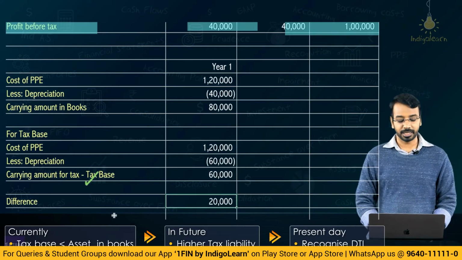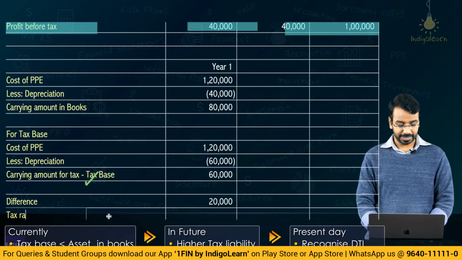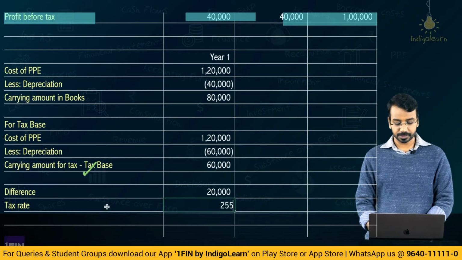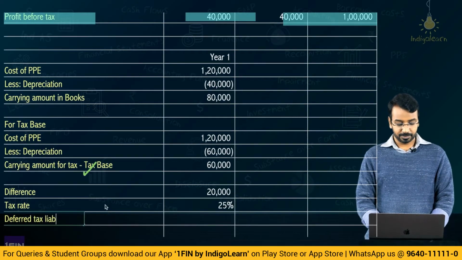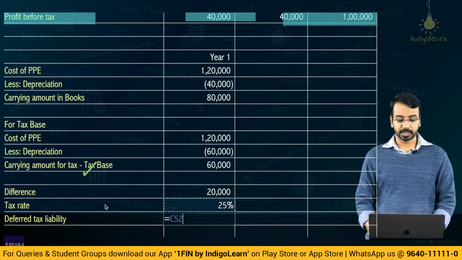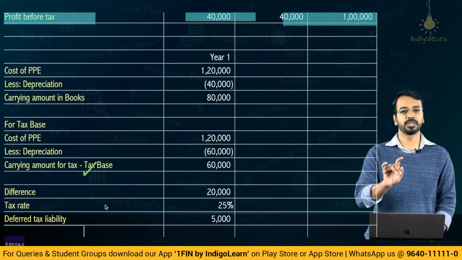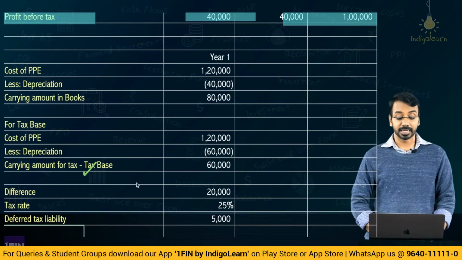So, what is the difference? 20,000. Tax rate, 25%. Deferred tax liability is 20,000 multiplied by 25%. That comes to 5,000. Is it the same thing we recognized under the income approach? Yes. Now, come to year 2.